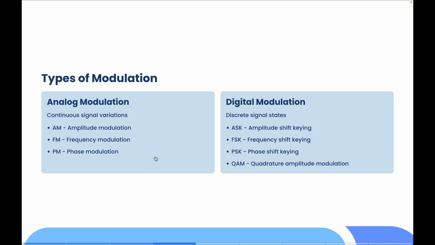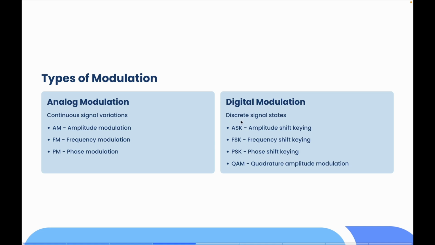FM, frequency modulation: the frequency of the carrier wave changes, while amplitude remains constant. It is used in FM radio. Phase modulation: the phase of the carrier wave changes, while amplitude and frequency remain constant. It is used in wireless communication and satellite systems.